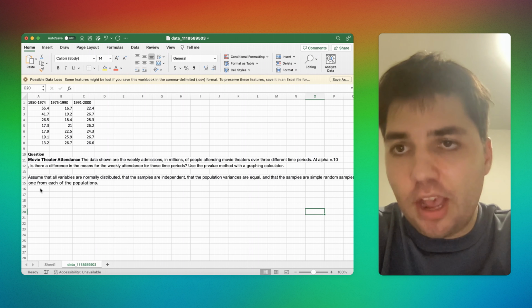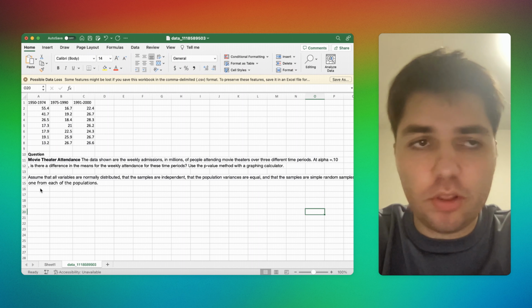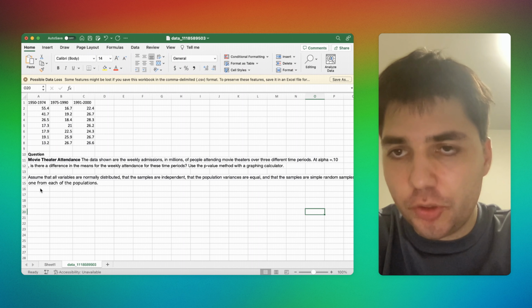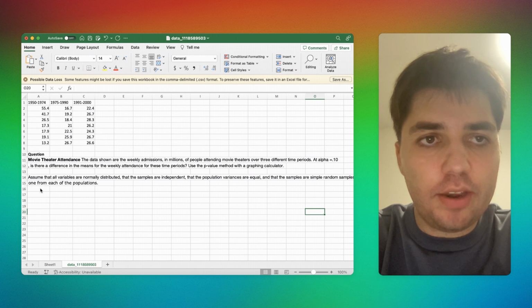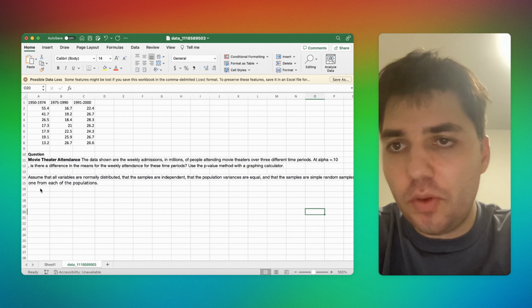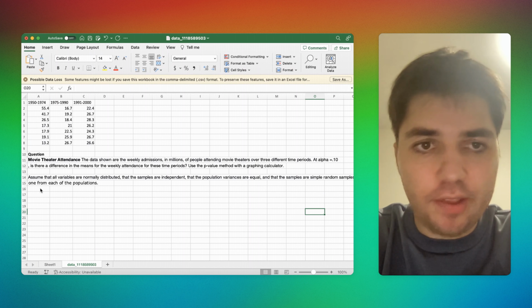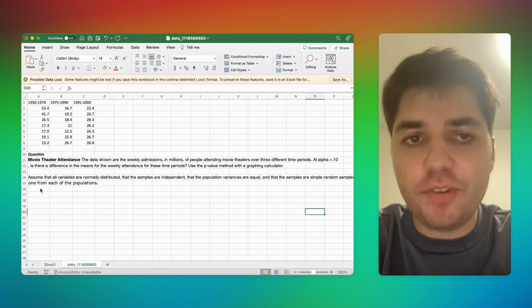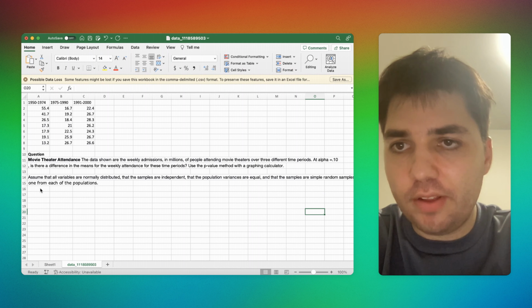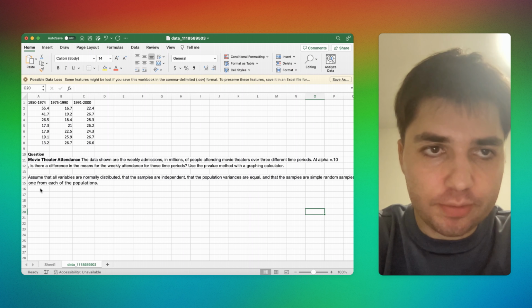The first thing is, how do we know this is a one-way ANOVA test? One indicator is that we're looking at more than one or two variables, and that way you know that you can't just do a t-test or a two-sample t-test. And the other indicator is that we're looking at a difference in the means for weekly attendance. And that's a clear giveaway that we're looking for a one-way ANOVA test.